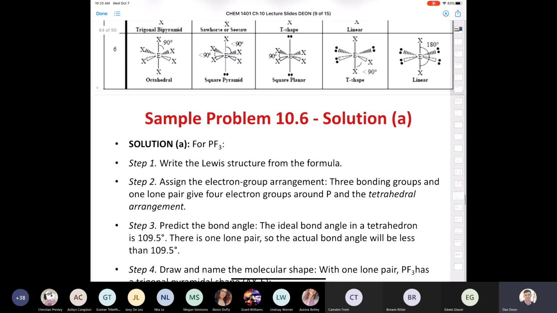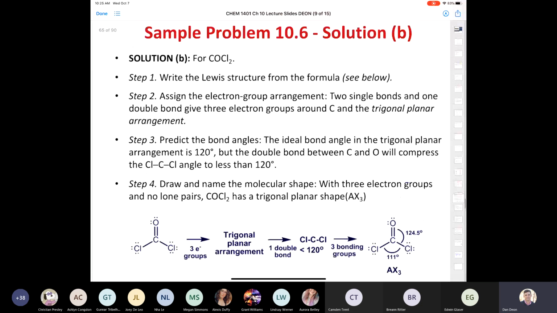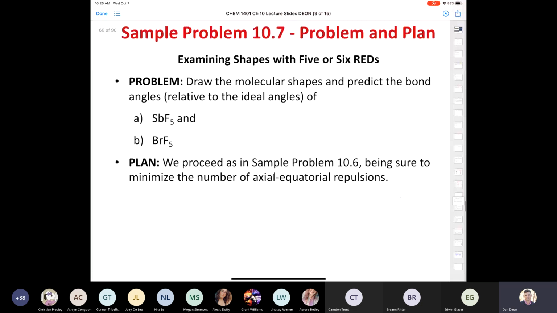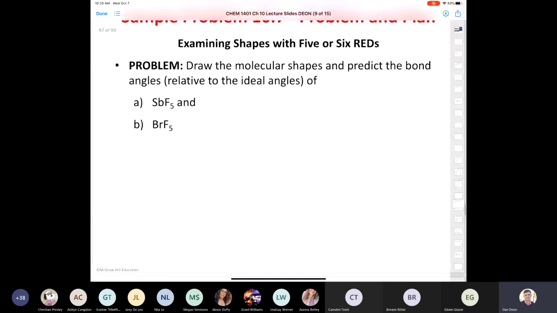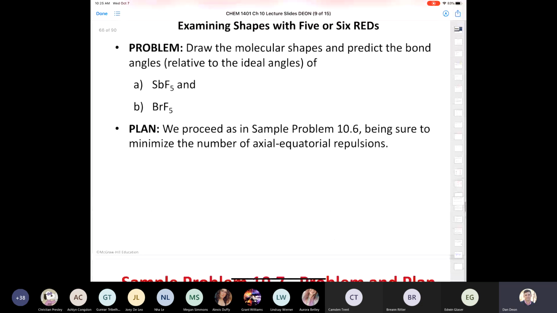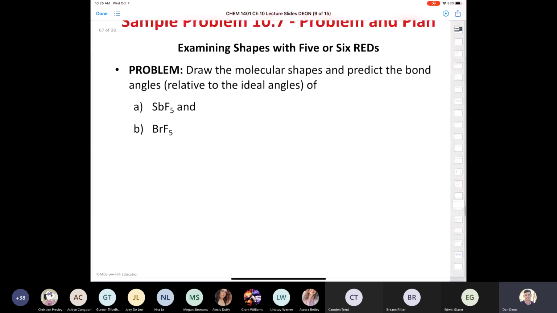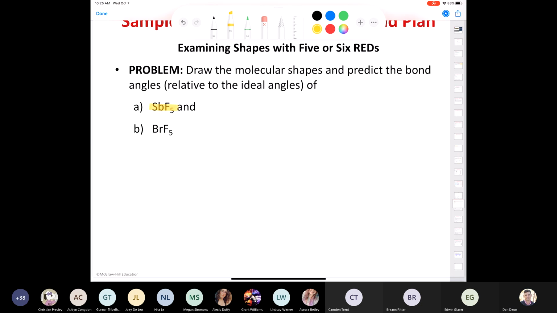Anyhow, we've already done PF3. We did phosgene. Who wants to try some more? Let's do this one, SbF5, antimony pentafluoride. The first thing I'm going to ask my students to do is tally up the total number of electrons in antimony pentafluoride. I'll give you a second.